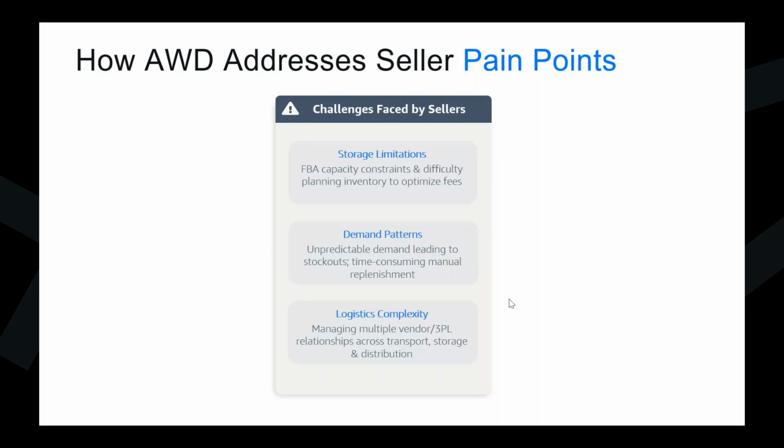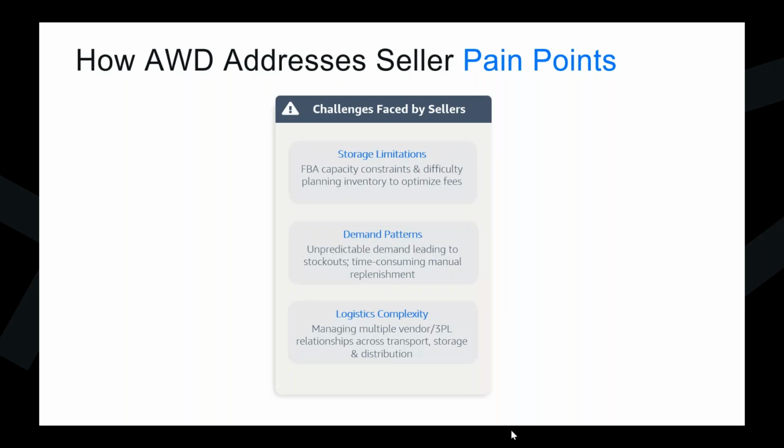There's also sometimes unpredictability in the demand patterns from your customer side. This can lead to either stock outs or time-consuming manual replenishment, which just doesn't allow you optimal sales. Then we also have the logistics complexity, managing multiple vendors, 3PLs, across transportation, storage, and distribution. And this just brings a lot of complexity into your business.